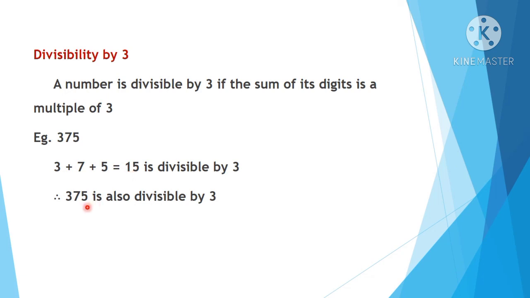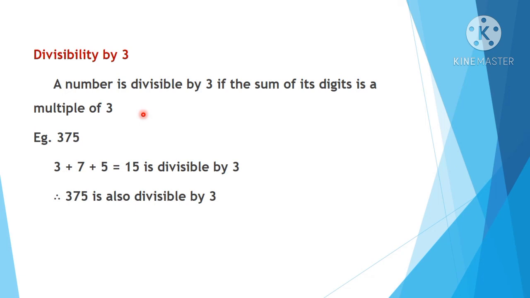So the divisibility rules for 10, 5 and 2 are very easy, right? Only by seeing the ones digit you can find the answer. But for divisibility by 3, the given number can be a 2-digit number or 3-digit or 4 or 5, whatever it may be. You want to add the digits and see. Here 375, so 3 plus 7 plus 5.